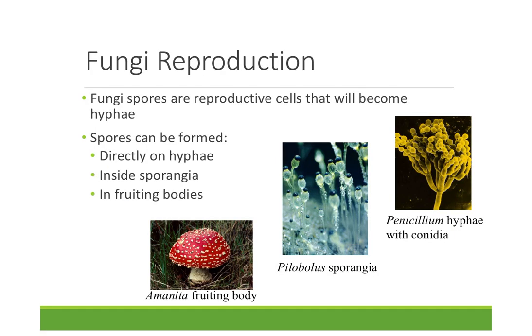As I've already mentioned, fungi reproduce by spores, and spores are particular cells that can develop into hyphae. There are several different structures that will make the spores on any particular species of fungus. So spores can be created directly on the hyphae. The type of fungus that makes the drug penicillin, which is known as penicillium, the hyphae is where the spores are formed. So this illustration here is showing some strands of hyphae, and then on the end you can see these little round structures. Those are the spores.